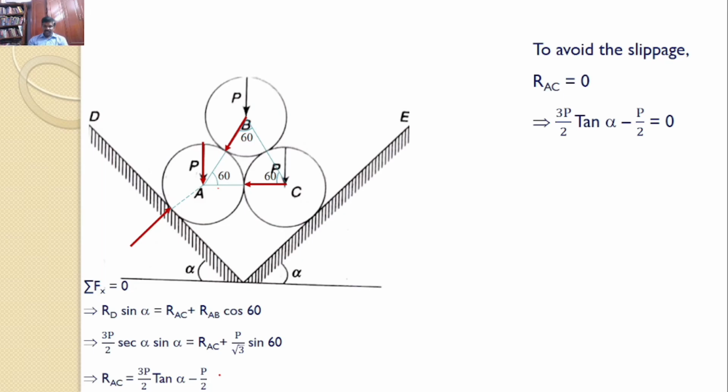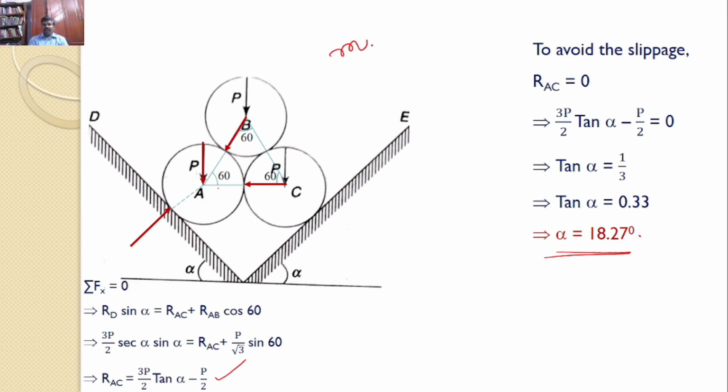But we got RAC is equal to 3P by 2 tan alpha minus P by 2. Hence, we can find alpha value is equal to 18.27 degrees. But the given problem is, what is the minimum value of alpha? For that, let us analyze C cylinder also.